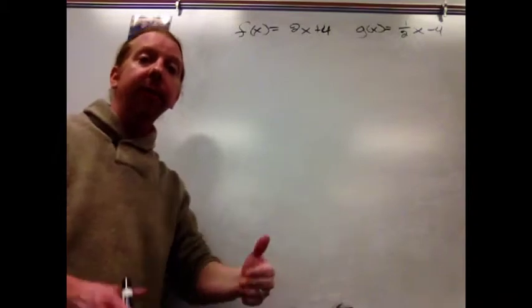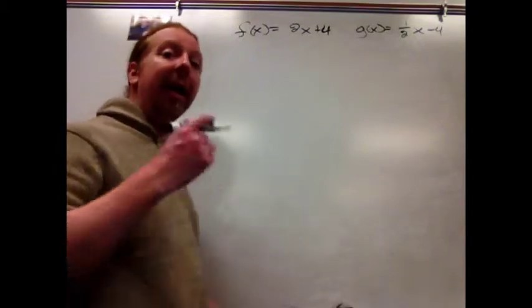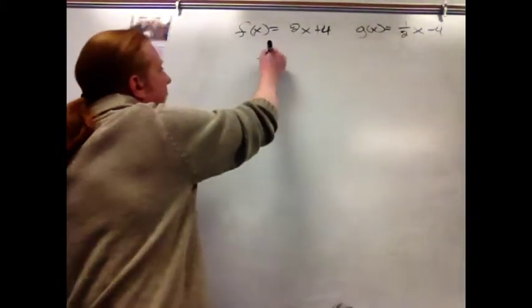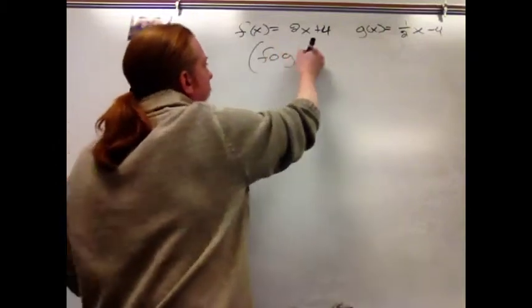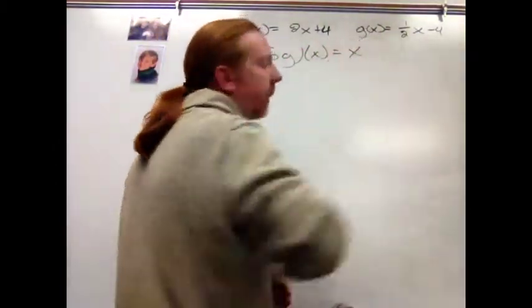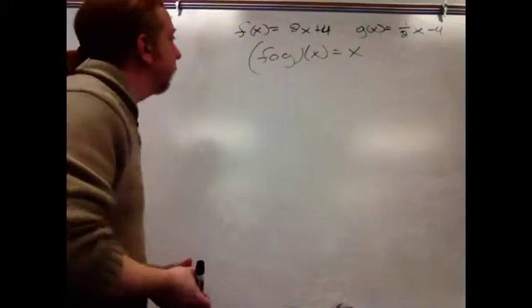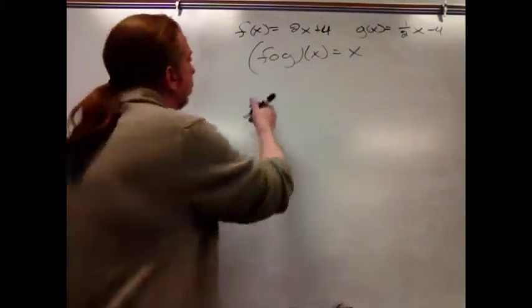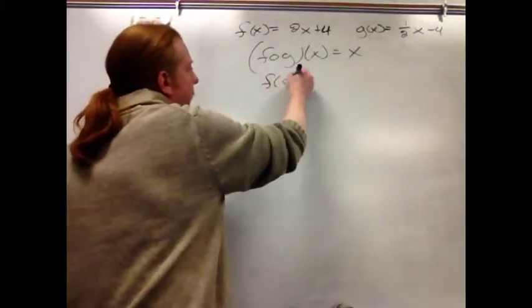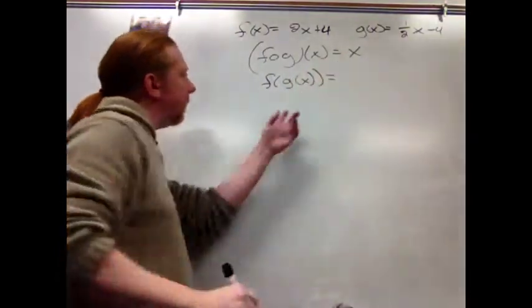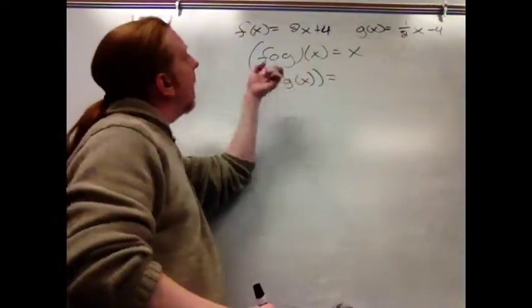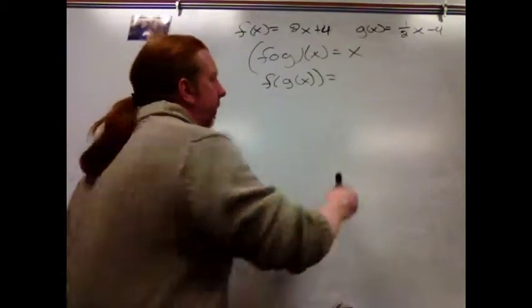In order to verify if two functions are inverses of each other, I need to show that the composition of the two functions simply yields that variable. So let's check. F of g of x is the same as taking whatever the g function is and plugging it into the f function.